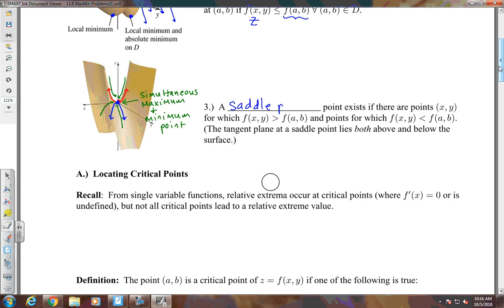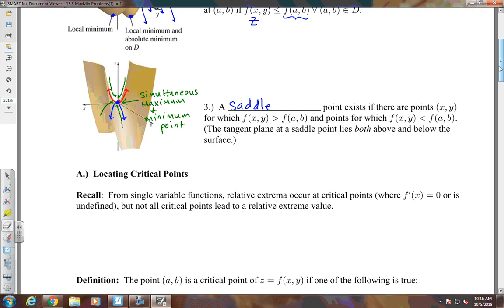Think about the very center point on a cowboy's saddle. It is the highest point considering how your legs wrap around the saddle, but it is the lowest point front to back. So a saddle point is a simultaneous maximum and minimum. That is impossible in R2. If I'm looking at a curve in the plane, points are either maximum points or minimum points, but never simultaneous maximum and minimum. Those occur on hyperbolic paraboloids and other types of surfaces that we'll examine.